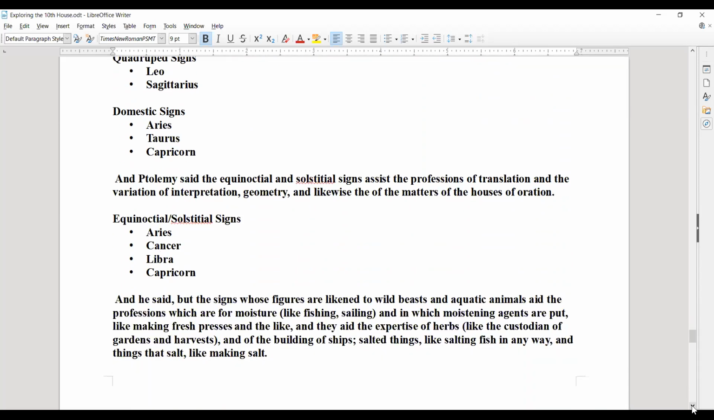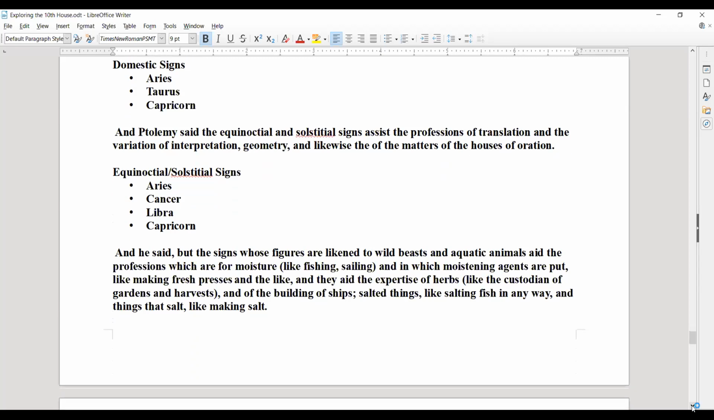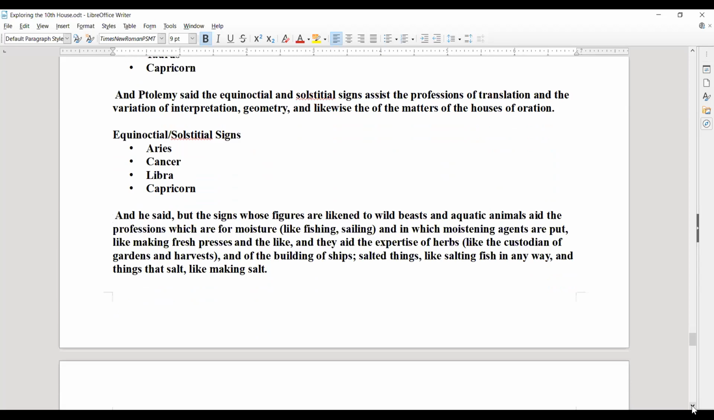Then he talks about the equinoctial and solstitial signs, which in Ptolemy's mind were the most advantageous for learning. And those are obviously Aries, Cancer, Libra, and Capricorn. Interesting that he didn't think the Mercury and the Jupiter signs were, but I guess maybe he thought that they would show more initiative in those areas in which they had expertise.